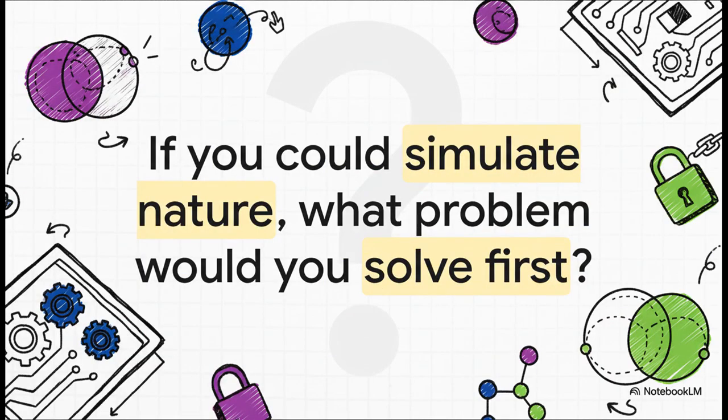And that really brings us to the final and, I think, most profound question. Richard Feynman once said that nature isn't classical, so if you want to make a simulation of nature, you'd better make it quantum mechanical. So, if we pull this off, if we actually build a machine that can perfectly simulate the building blocks of our universe, what's the first great challenge you would ask it to solve?